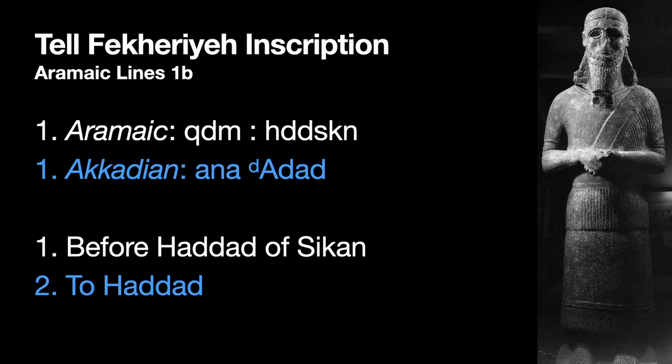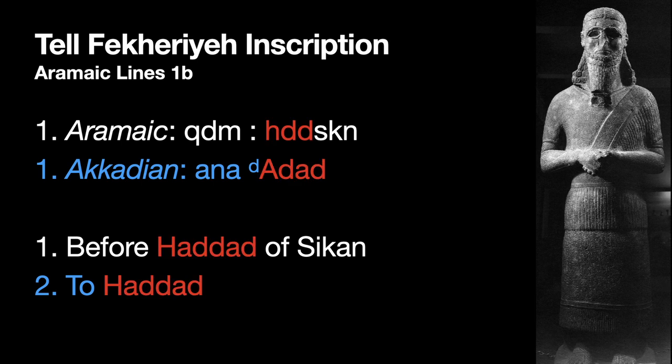And let's go ahead and read Qadam Hadad Sakan. That's the Aramaic. And now the Akkadian, Ana Adad. So we notice here a couple things. The Akkadian just means to, and it's to the deity Hadad. And the Aramaic is Qadam, before. Actually, the Aramaic has a whole sentence, kind of, or at least a clause, prefacing, Hadad Sikan or Hadad of Sikan, whereas the Akkadian just begins with the to Hadad, right? Like it's maybe a votive image or something like that. It's done on behalf of Hadad.